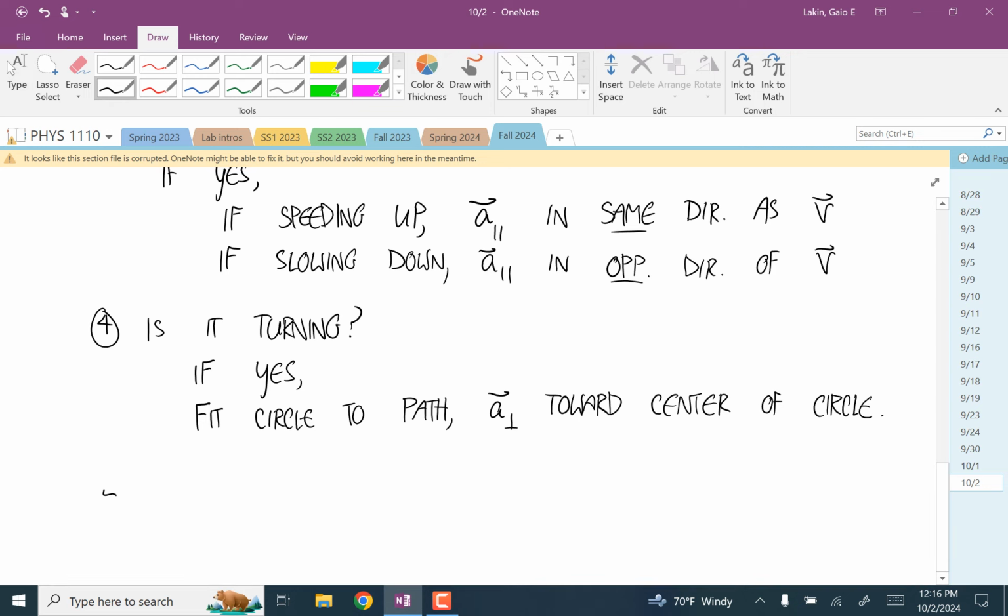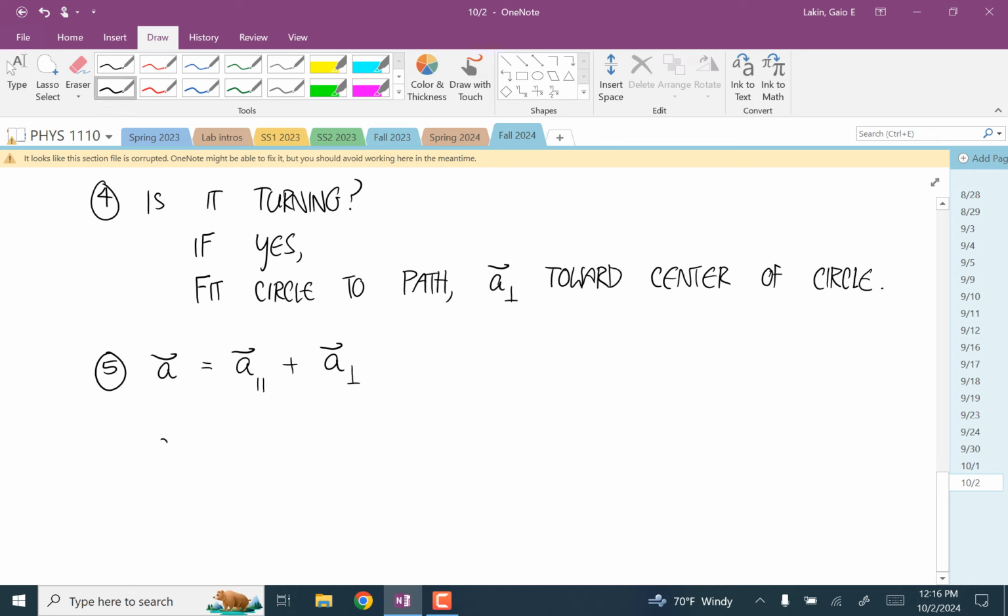And then the last step is the total acceleration is the sum of the parallel part and the perpendicular part of the acceleration. So if both of those are non-zero, then it's going to be a range of directions. If one of those is 0, it's just going to be in the direction of the other one. If they're both 0, there's no acceleration. Okay. So let's go through a couple examples and think this through.